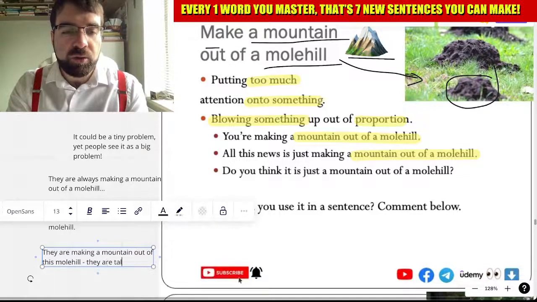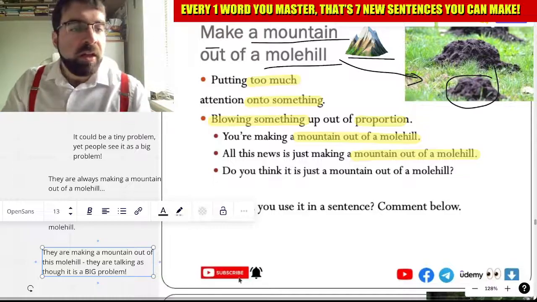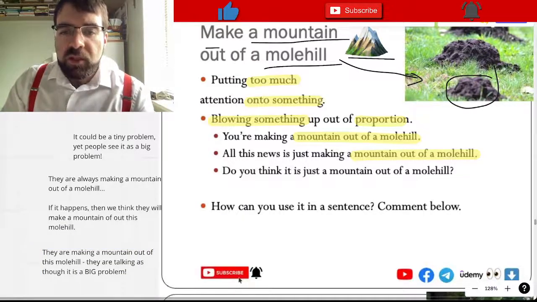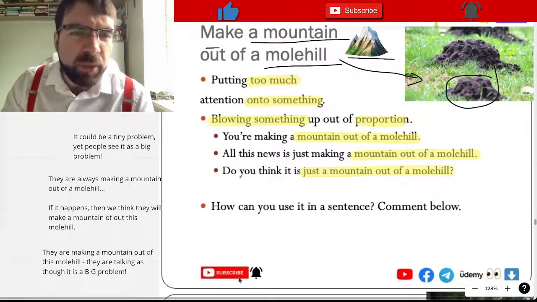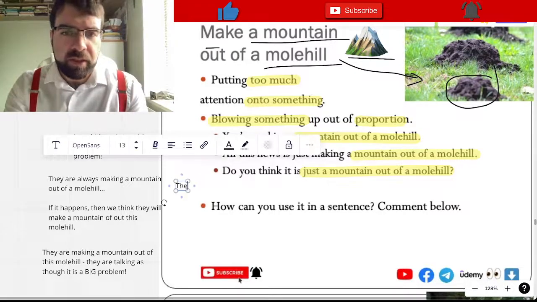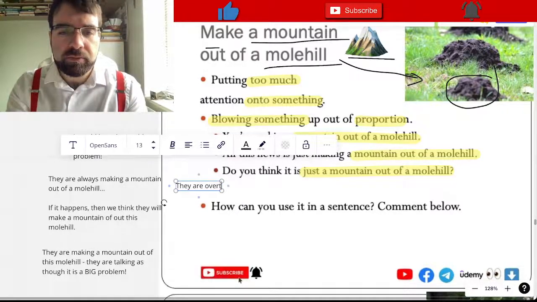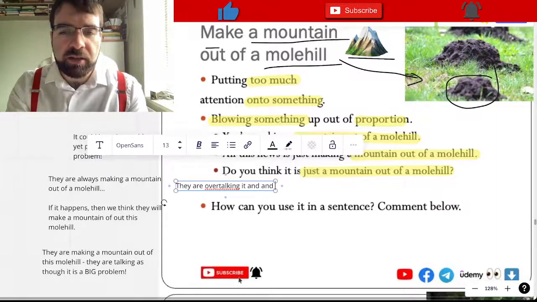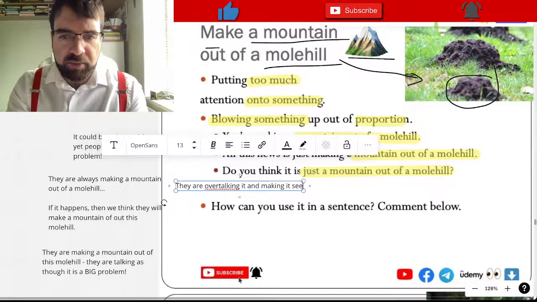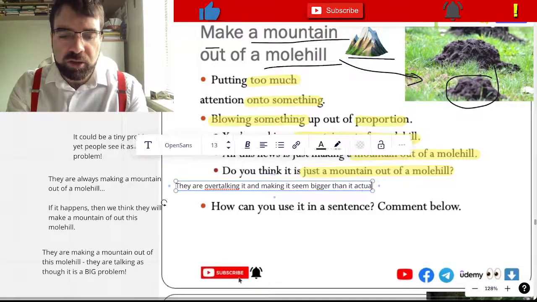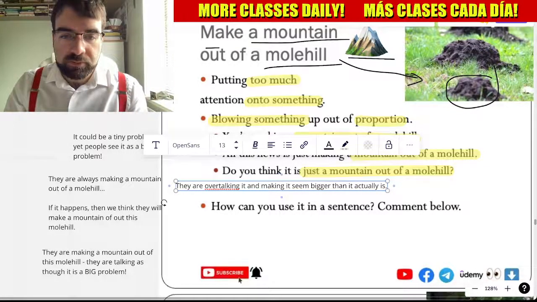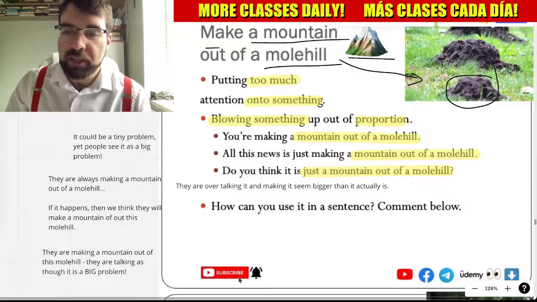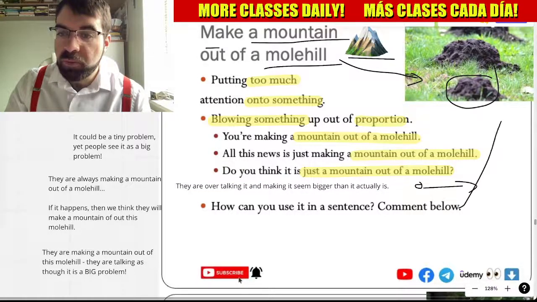They are talking as though it is a big problem. But it's not. Do you think it is just a mountain out of a molehill? Yeah, it could be. They are over-talking it, and making it seem bigger than it actually is. How cool is that? Tiny problem, but made into a big problem.